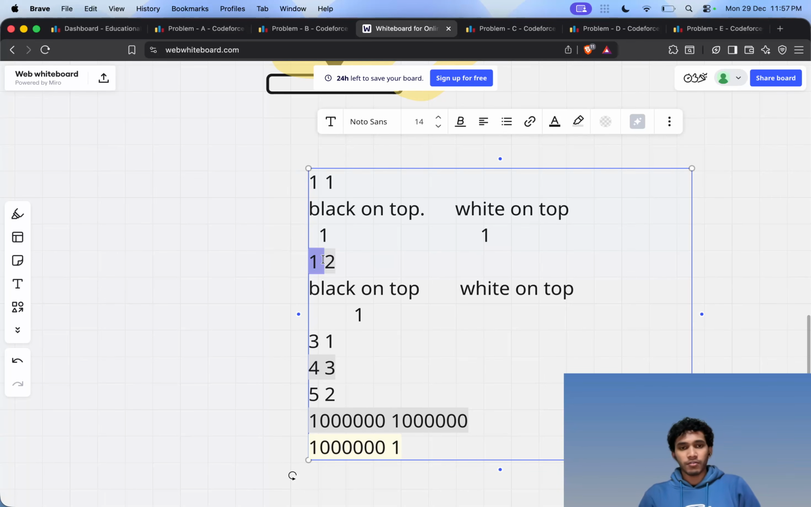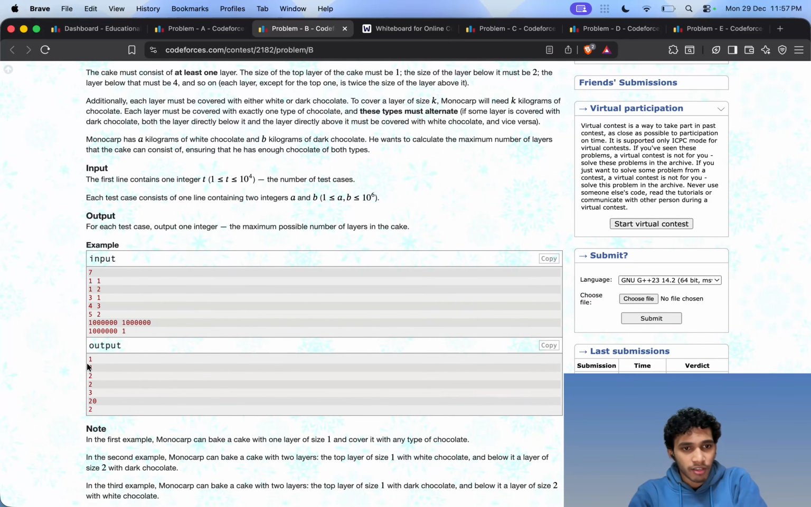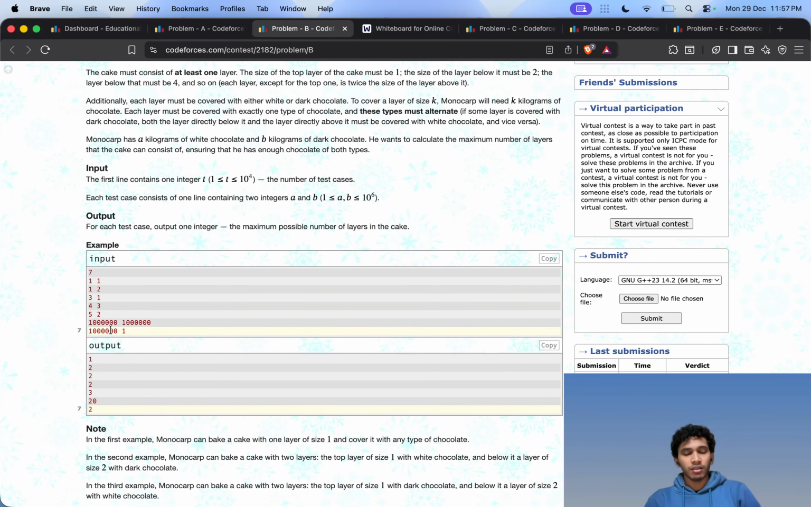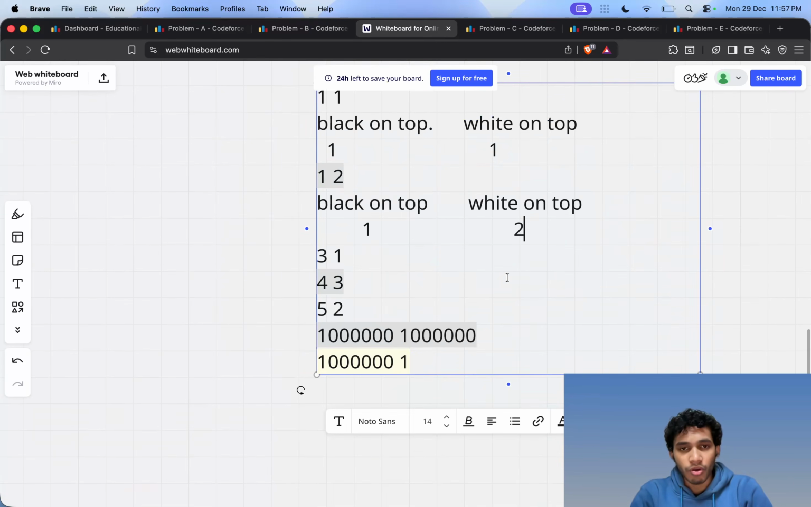So zero is smaller than four, so we cannot have the third layer. So the answer will be two for white on top. That is our answer here. Similarly, you can go forward to analyzing these two test cases. So how do we have the answer?